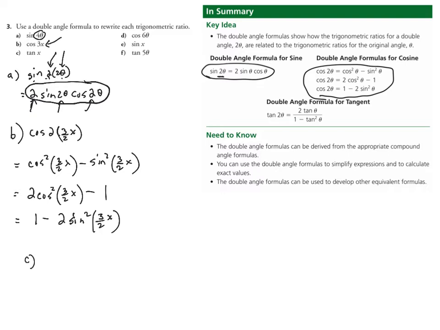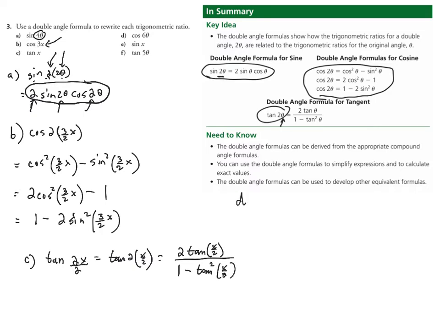All right, part C, tan of x. Another way of writing that is tan of 2x over 2. That's just x. Or we can say tan of 2 times x over 2, which is equal to, so where theta is x over 2, that's equal to 2 tan of x over 2 over 1 minus tan squared of x over 2.